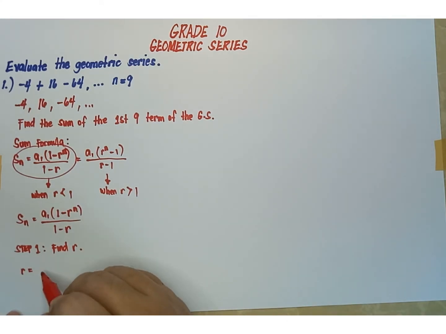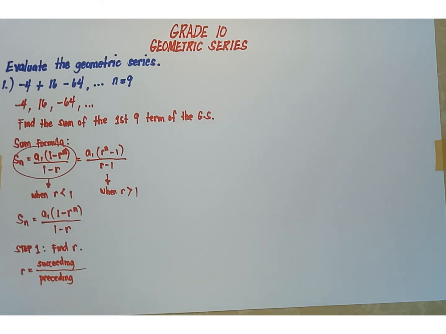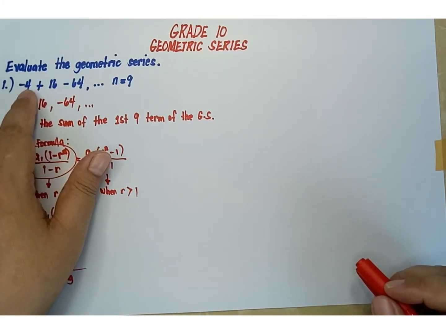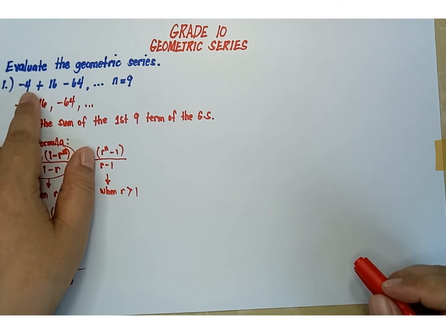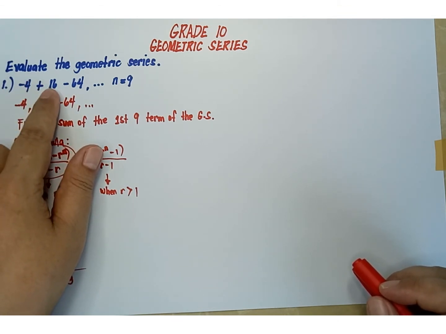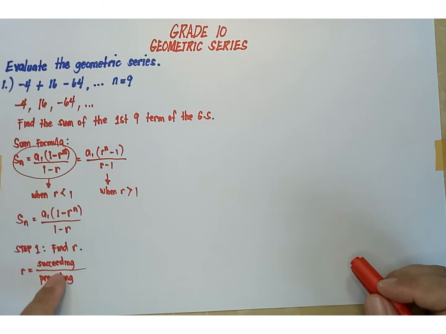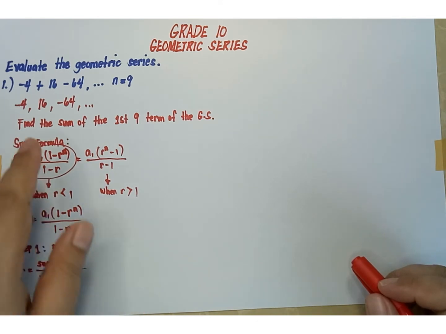R is equal to the ratio of the succeeding term and the preceding term. Ano yung succeeding? Kumuha ka ng any two consecutive terms. Kailangan magkasunod na term. So, pwede mong i-consider ang magkasunod na first and second. Pwede rin ang magkasunod na second and third. So, ano ba yung succeeding? Ang succeeding, yung nasa kanan. Ang preceding, yung nasa kaliwa.